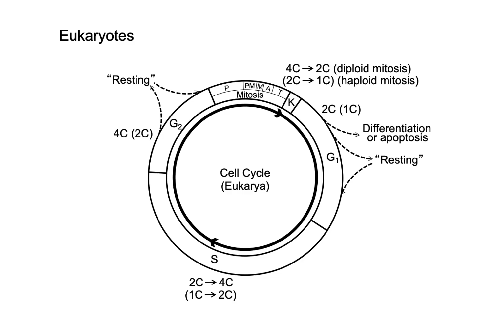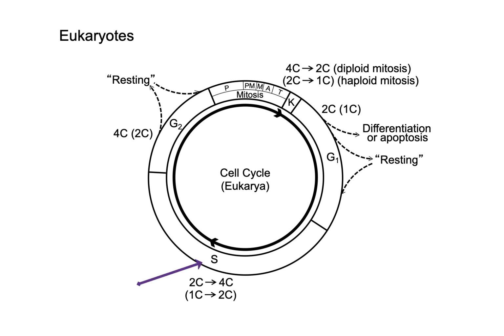cells. So the cell cycle in eukaryotes is a bit more complex, in that there's this mitosis stage. So you have a G1 phase, where the cells are either at 2C or 1C, depending on the species. And then you have differentiation or apoptosis, which is cell death. They can also go into a resting stage.